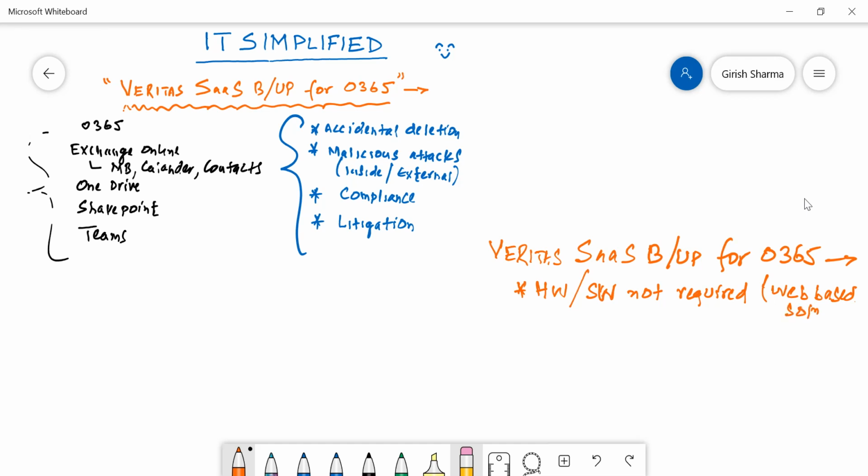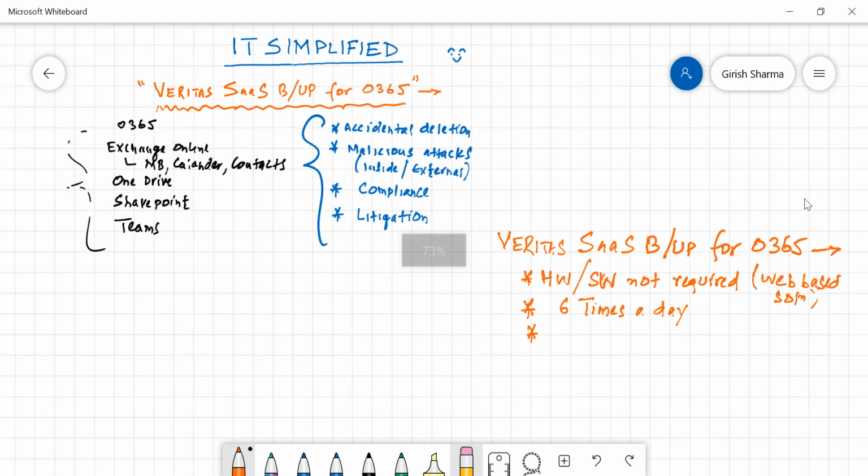You add your Office 365 subscription, and it will automatically protect it. It backs up the data 6 times a day for you. Right, so every 4 hours it will do the backup, and there is no management overhead in this case. It comes with unlimited storage.